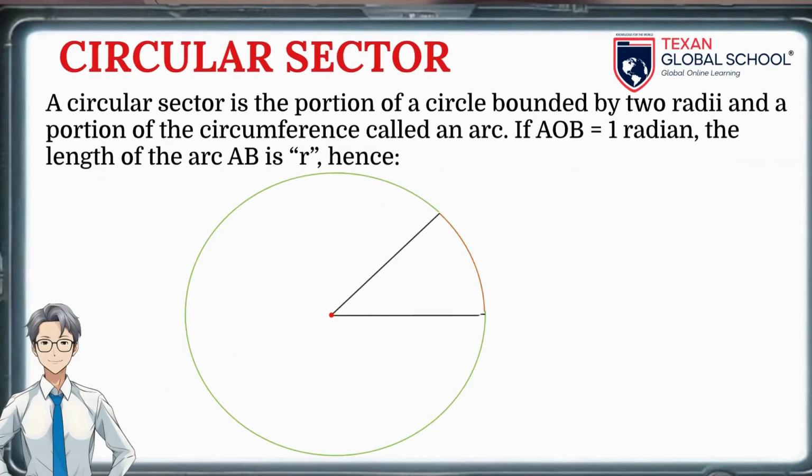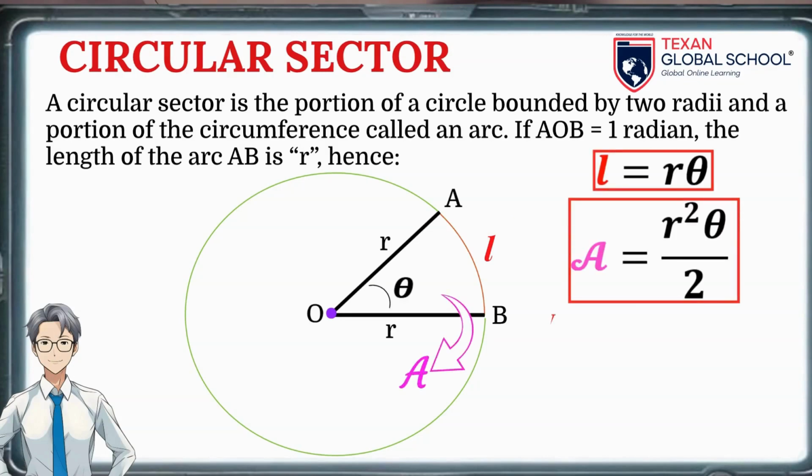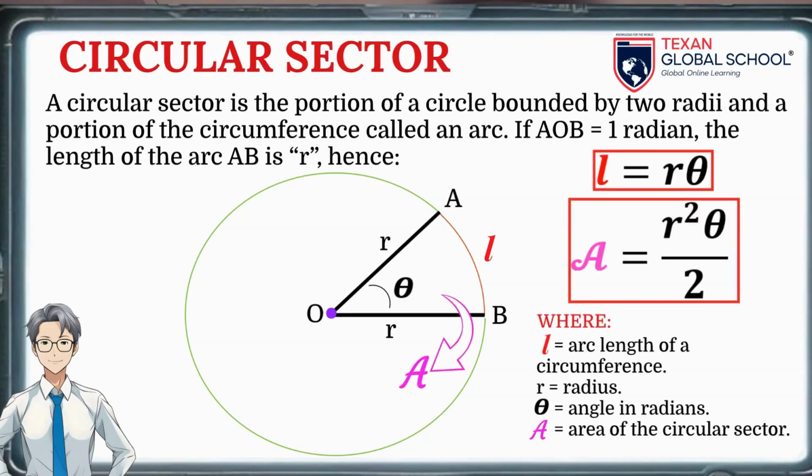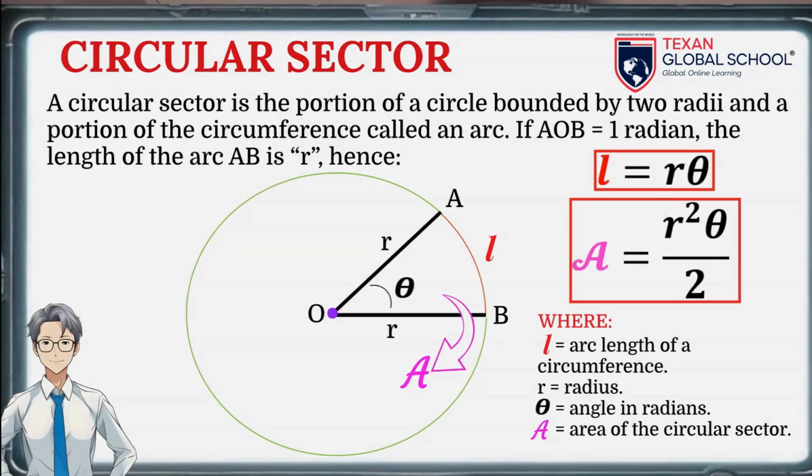Sometimes we may require the use of the circular sector, which is the portion of a circle delimited by 2 radii and a portion of the circumference called an arc. Using the formulas shown on the board and drawing a straight line between points A and B, we can also obtain a triangle and use one of the previous tools.